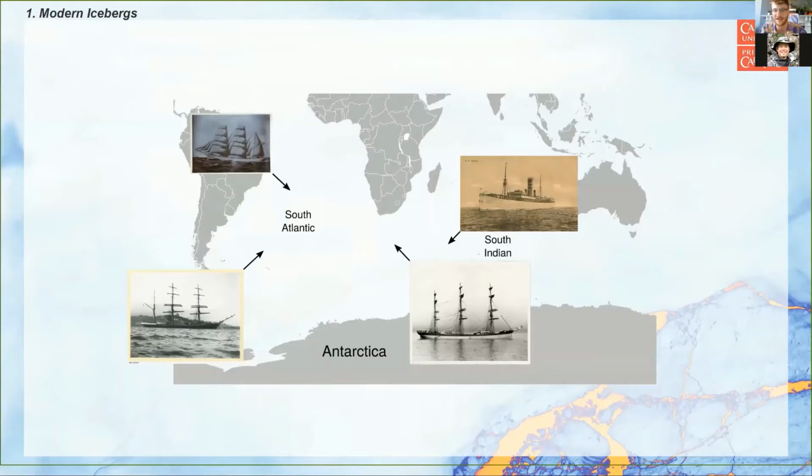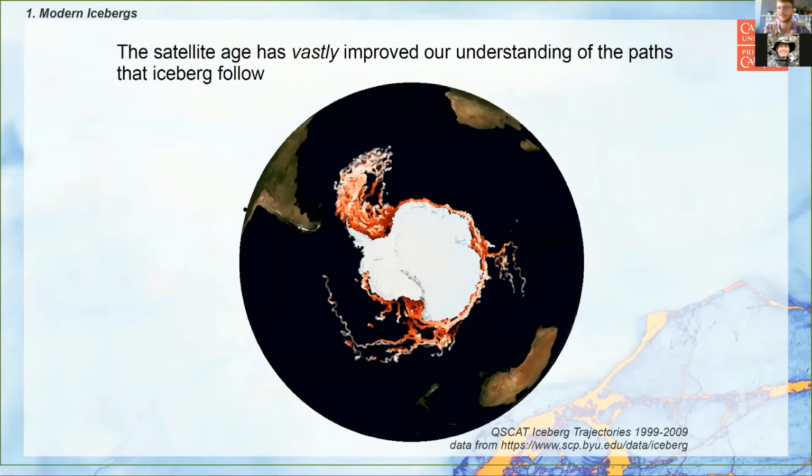But I've added here a collection of the shipboard observations from the late 1800s with pictures of the ships that made the observations. From shipboard data, we build a relatively sparse database of where icebergs might be. It's not overly helpful if we're trying to understand the physics behind the iceberg trajectories. And so the onset of the satellite age really vastly improved our understanding of the path that icebergs follow once they've left Antarctica. So the life after carving of an iceberg, we can see from this plot from freely available satellite data of iceberg trajectories.